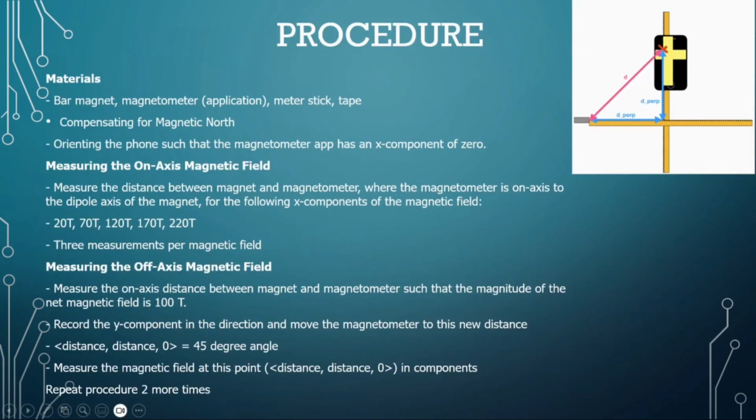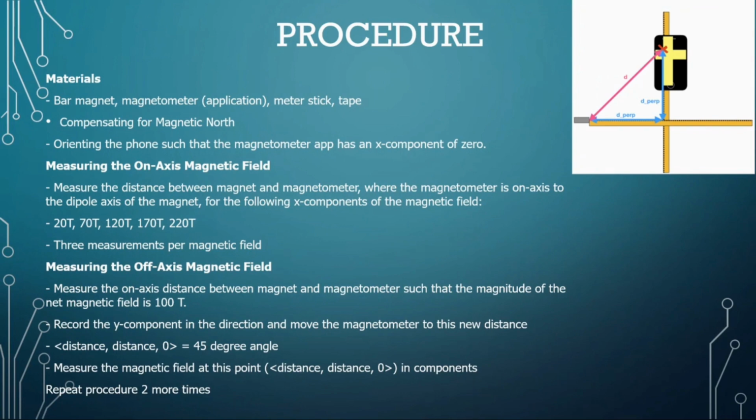The procedure for this experiment: the first thing we want to consider is the material. We're using a bar magnet, the Magnetometer application, a meter stick, and tape, and we're compensating for the magnetic north by orienting the phone such that the magnetometer app has an x component of 0. When we measure the on-axis magnetic field, we're measuring the distance between the magnet and the magnetometer, where the magnetometer is on axis to the dipole of the magnet, for the following x components of the magnetic field. There are 3 measurements per magnetic field.